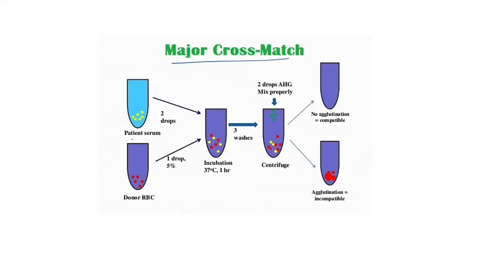Now let us see about major cross match. In this case, the patient's serum is mixed with donor RBC and we incubate, then we centrifuge. After adding 2 drops of AHG, if there is no agglutination, it is compatible. If there is agglutination, it is incompatible. This has to be done before transfusion.